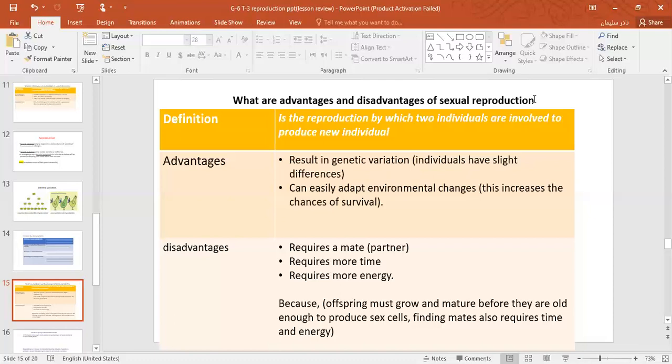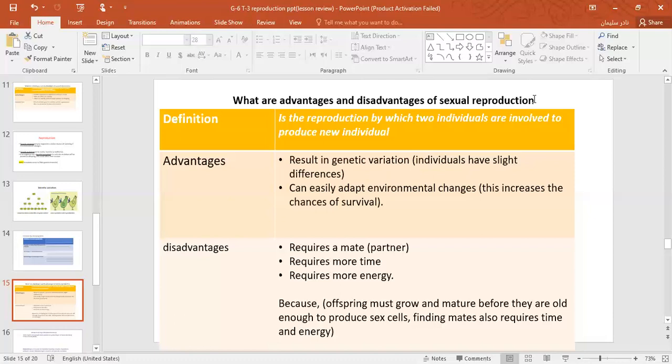So we have variation, and variation results in a higher chance of survival, and it allows organisms to adapt easily to their environment. But there are many disadvantages of sexual reproduction. As you know, two parents are required. In order to find a partner, the organism has to go from one place to another to look for a partner.